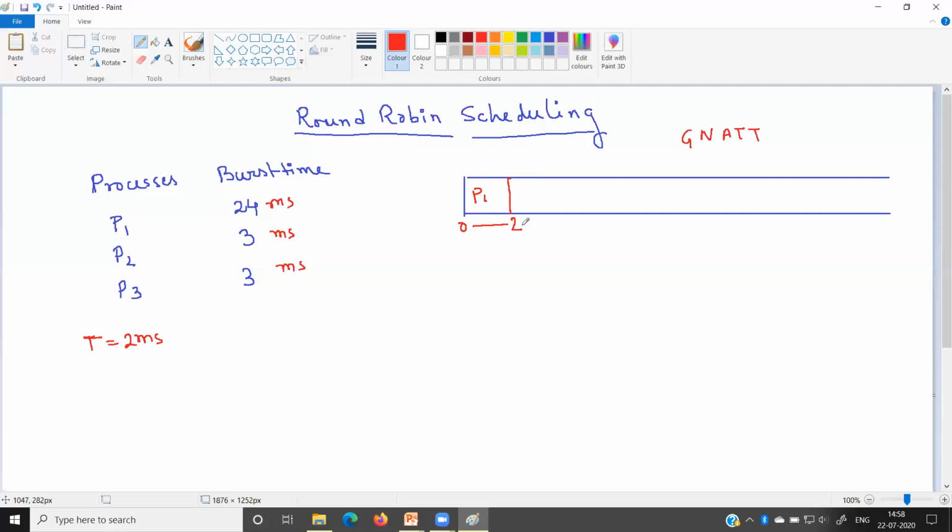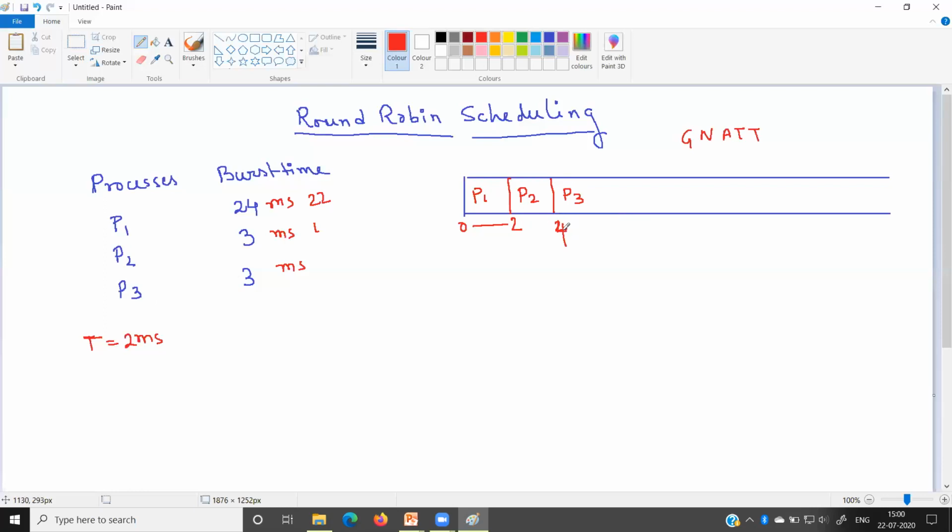After 2 milliseconds, P1 will leave the CPU and go back to the ready queue. When P1 leaves, the CPU is free, so the scheduler will select the next process, that is P2, for execution. Now P2 will continue for again 2 units. You can observe that after the first 2 units, the remaining burst time for P1 is 22. After 2 units by P2, the remaining burst time for P2 is 1 unit. So P2 will execute for 2 units and the next time slot will start from 4. Next, P3 will be selected from the ready queue and assigned to the CPU for execution.